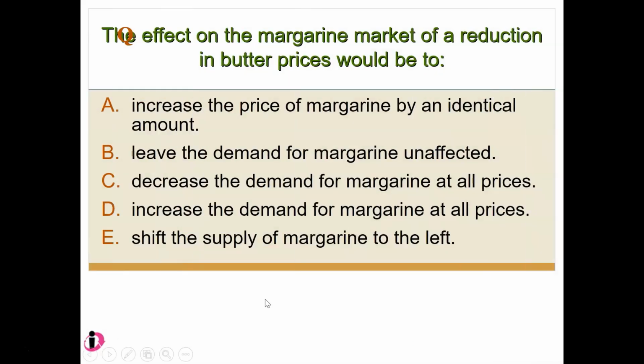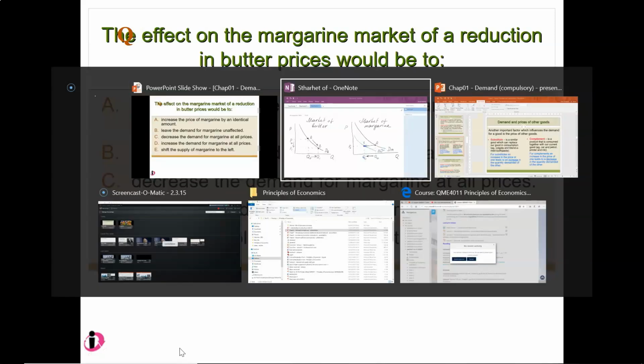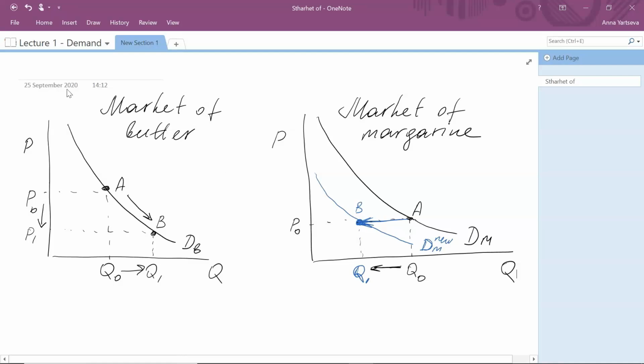Next question, let's discuss the effect on the margarine market of a reduction in butter prices. So price of butter is now lower. How will this affect another market of a substitute product? Stop the video, answer the question, continue when you are ready. Ready? To illustrate this effect, I've drawn you another set of graphs. Let's have a look. These are two graphs, demand curves, which represent two different markets, market of butter and market of margarine. So let's have a look.